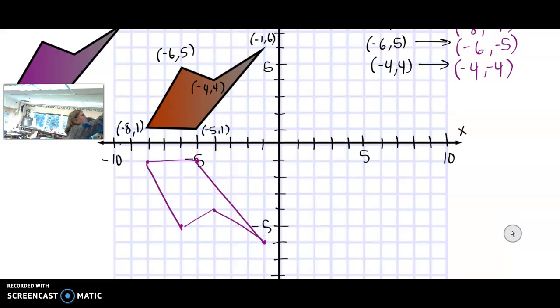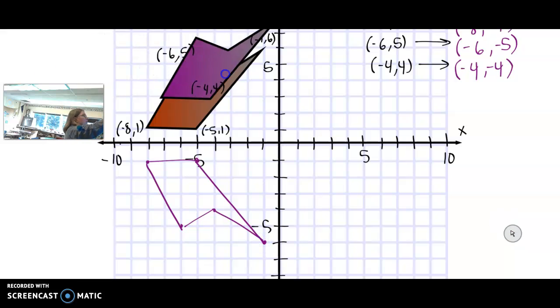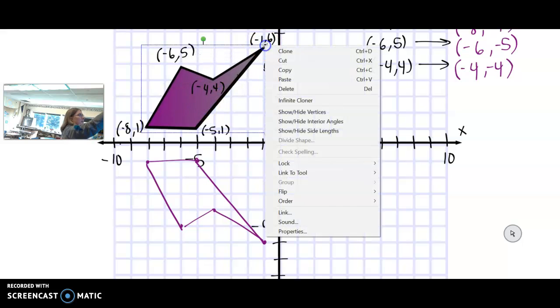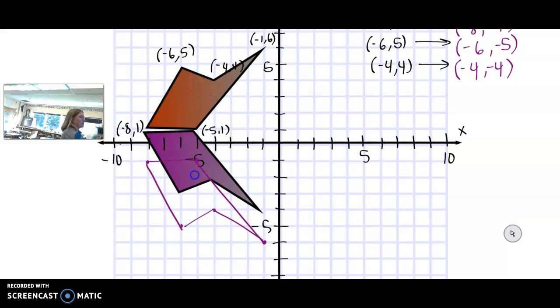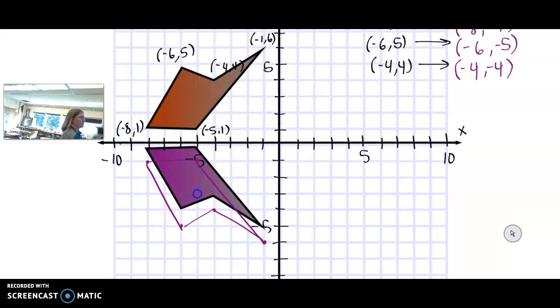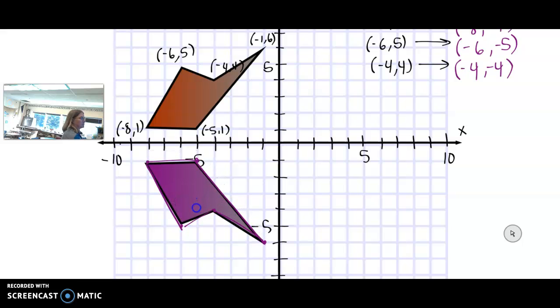If I take this figure and I flip it up, down, since this is one unit away from the x-axis, this would be one coordinate down from the x-axis, and so you can see that that image is truly a reflection over that line. Okay.